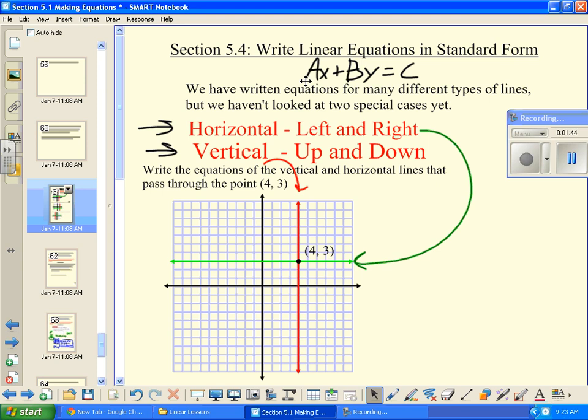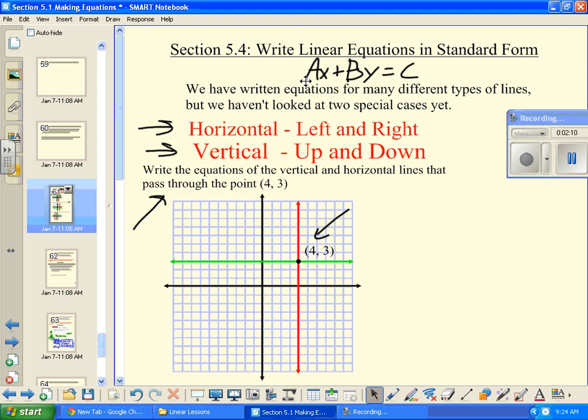Some problems today are going to ask you to write equations of lines that are horizontal and vertical. They'll give you a point on the grid, like this problem down here. Write equations of the vertical and horizontal lines that pass through the point 4, 3. So here's the point 4, 3, as I've got marked on the grid, with a vertical line through it, the red one, and a horizontal line through it, the green one.